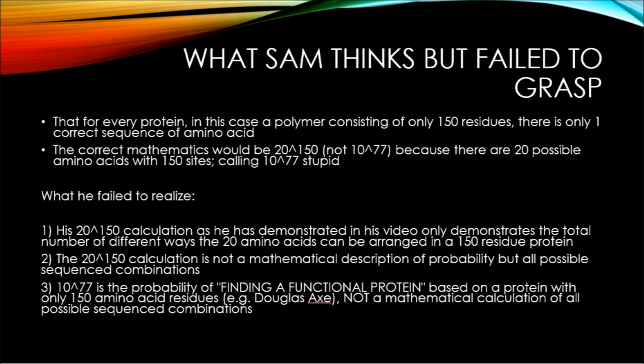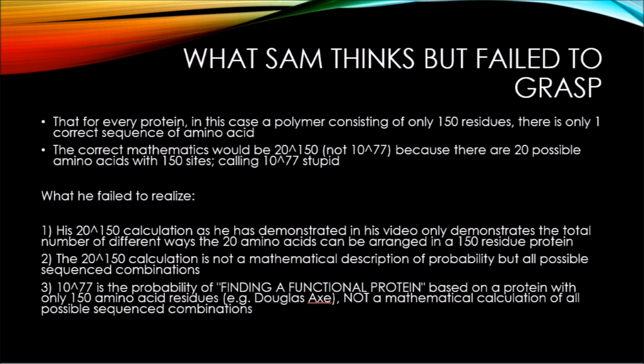The 10 to the power of 77 calculation of a given protein with only 150 amino acids in length, based on Douglas X, is actually a probability calculation of finding a functional protein sequence with a specific effect. In this case, there is on average one correct functional sequence out of 10 to the power of 77 incorrect sequences that are non-functional in a protein of only 150 amino acids in length. By contrast, Sam assumed that I was talking about only one correct sequence while the rest were wrong. This is incorrect, as nowhere in the video did I even imply that.